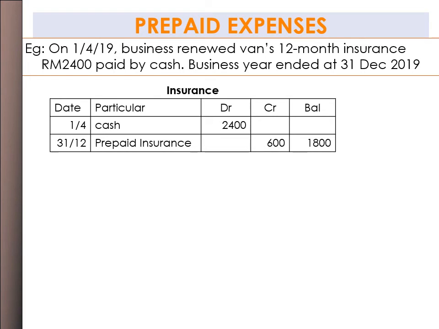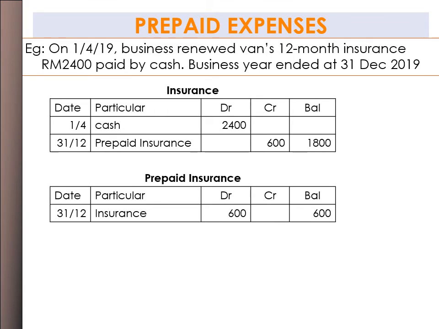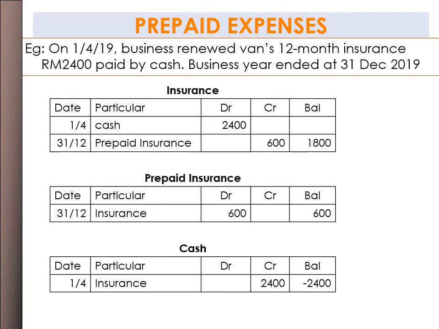So your balance at 31st December 2019, only 1,800 should be charged in your statement of profit or loss. And the prepaid insurance becomes a current asset, and you will show in the statement of financial position 600 prepaid insurance. And of course the cash, you should show that there is a credit amount you already paid, 2,400 ringgit.